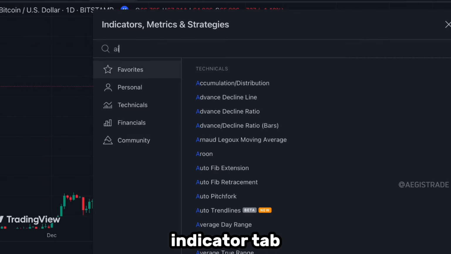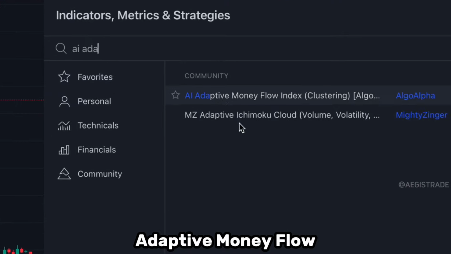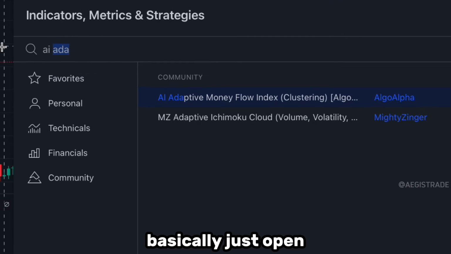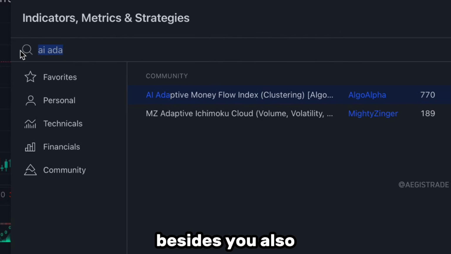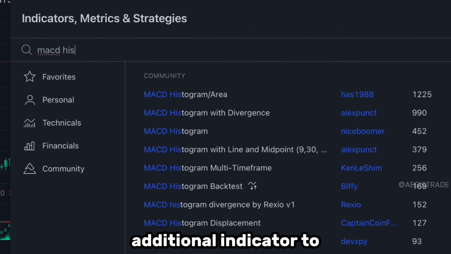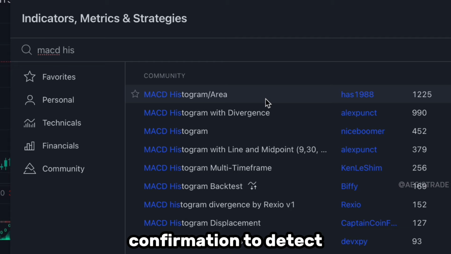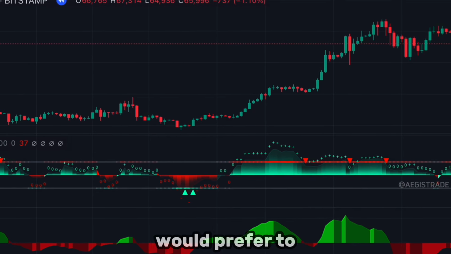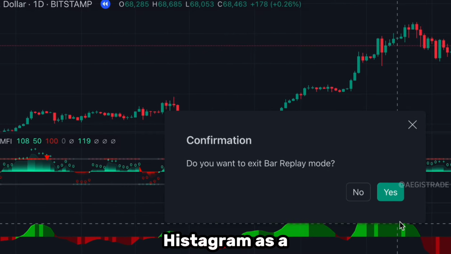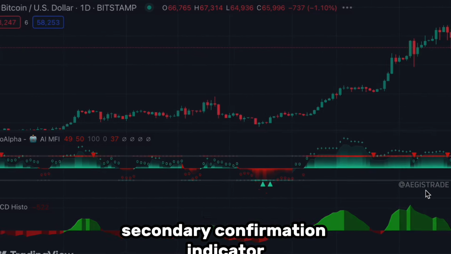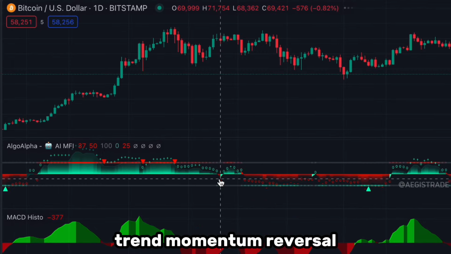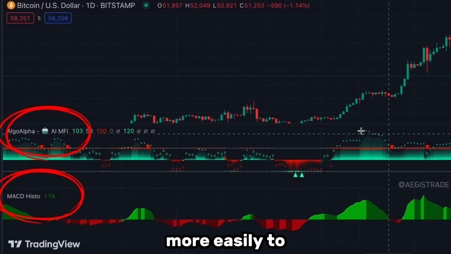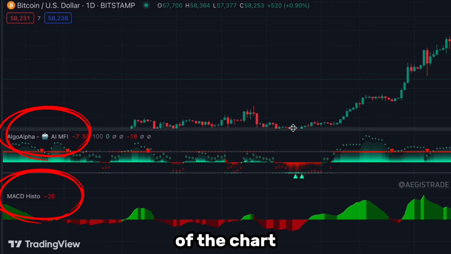Go to the Indicator tab. Search for AI Adaptive Money Flow Index by Algo Alpha. Basically, just open up the indicator. Besides, you also can open up an additional indicator as a support confirmation to detect any reversal trend. For me, I would prefer to use MACD histogram as a secondary confirmation indicator to detect the trend momentum reversal. When having two confirmation indicators, it will be easier to predict the reversal trend of the chart.